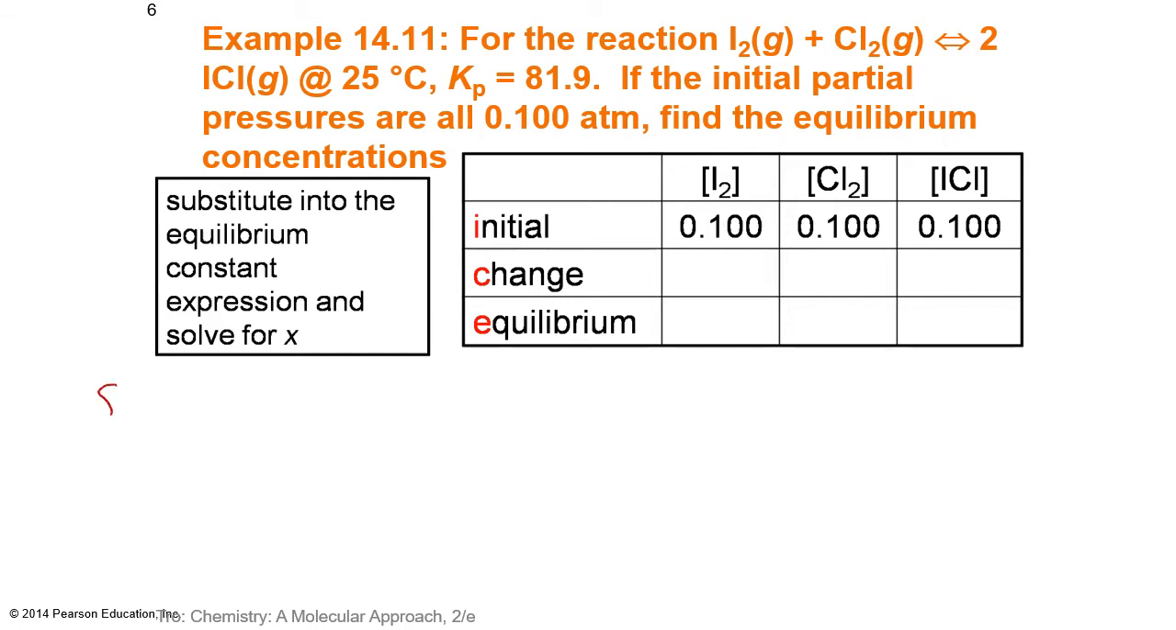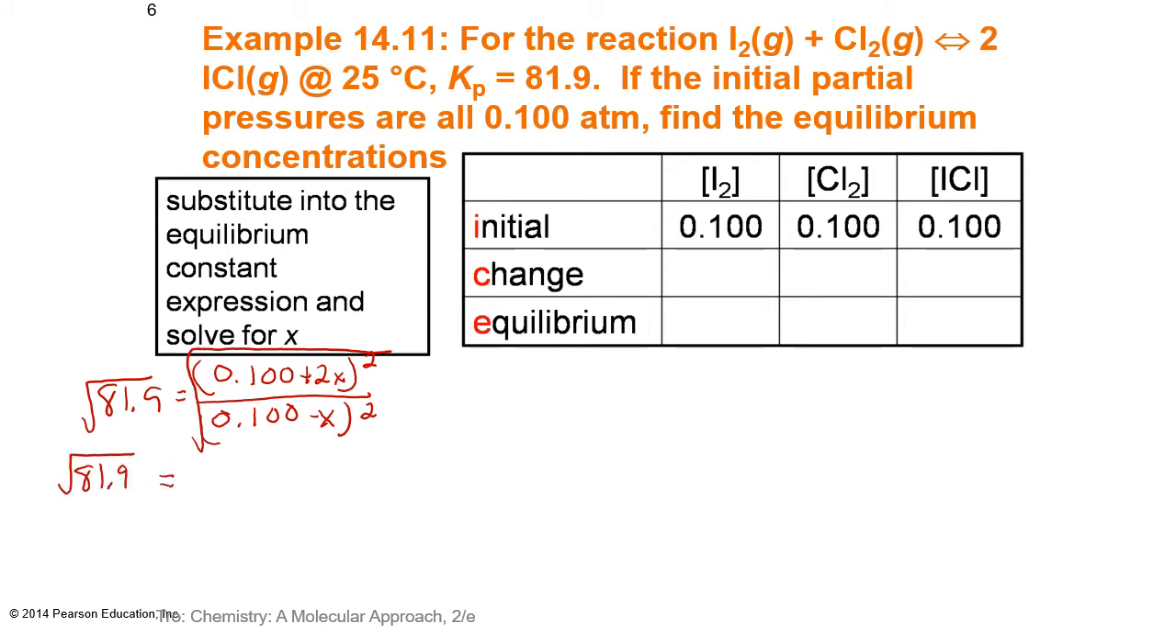So we had 81.9 equals (0.1 plus 2x) squared over (0.1 minus x) squared. Now in order to solve for x, we can take the square root of both sides. This is going to take a little bit of simplification. So we get the square root of 81.9 is equal to 0.1 plus 2x divided by 0.1 minus x.